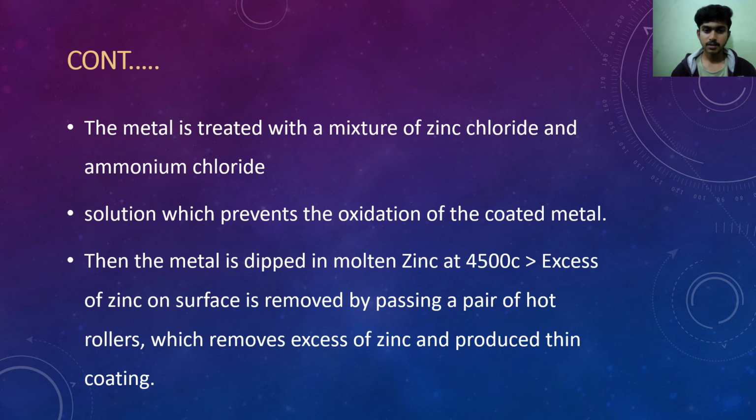The metal is treated with a mixture of zinc chloride and ammonium chloride solution, which prevents the oxidation of the coated metal. Then the metal is dipped in the molten zinc at 450 degrees Celsius. Excess zinc on the surface is removed by passing a pair of hot rollers, which remove excess zinc and produce a thin coating.